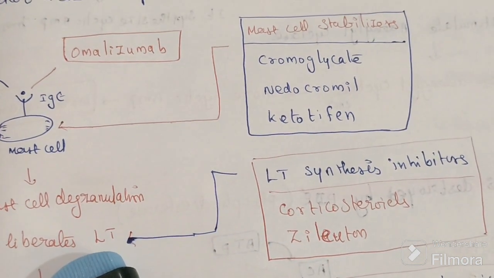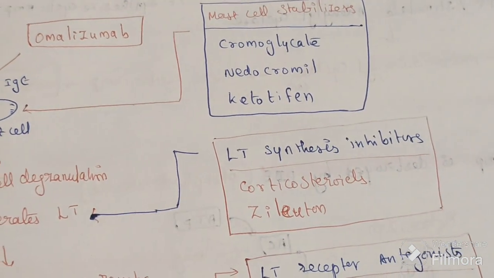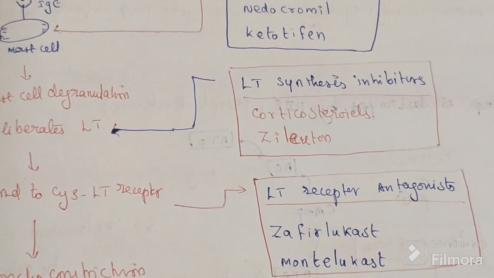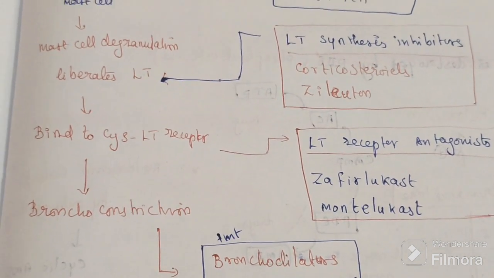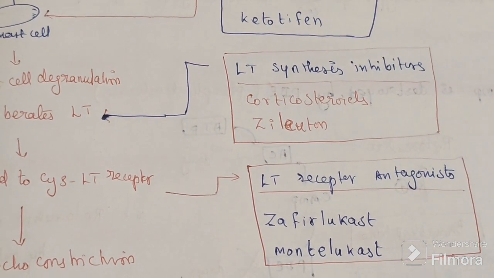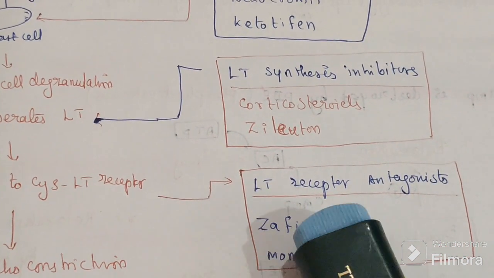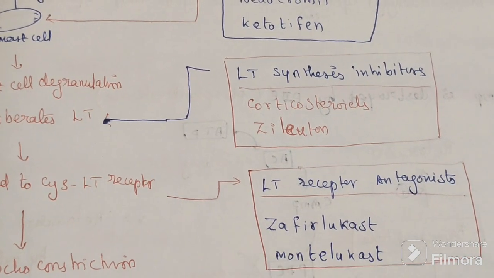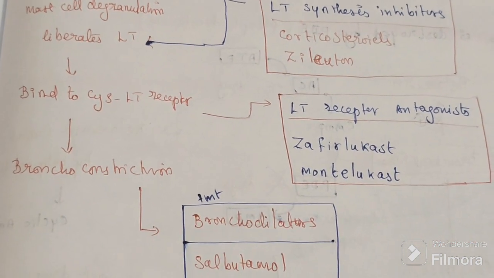Number three, we inhibit the synthesis of leucotrienes inside the mast cell, so we can give steroids, corticosteroids. Then, after release, we can block the receptor, so we can give leucotriene receptor blockers, that is zafirlukast and montelukast. These are used for prophylaxis.